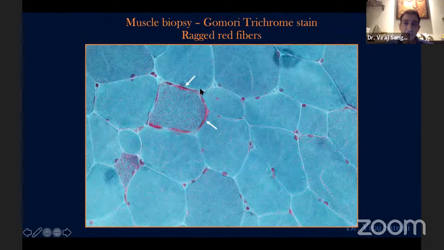Do remember that you also have a lot of fiber variability. So variability in the fiber size and shape, as you can see here. So apart from the ragged red fibers, what you're also seeing is variability in the fiber size and shape. So do show that when you're showing it in your diagram. You'll get additional marks to talk about the fiber variability.